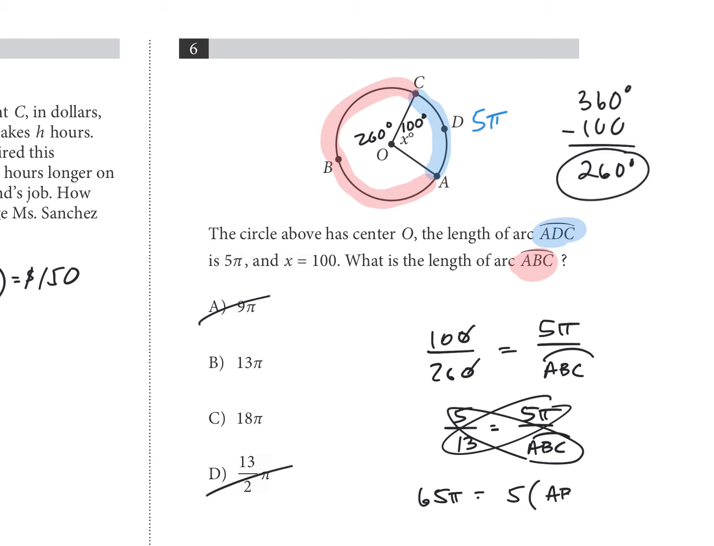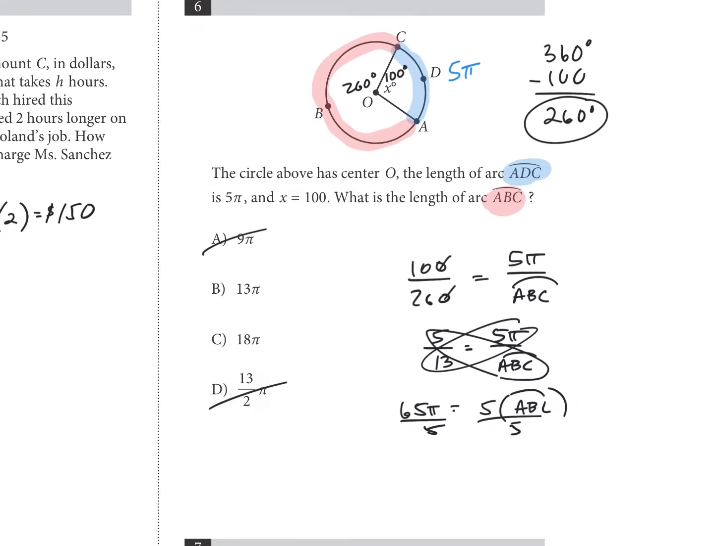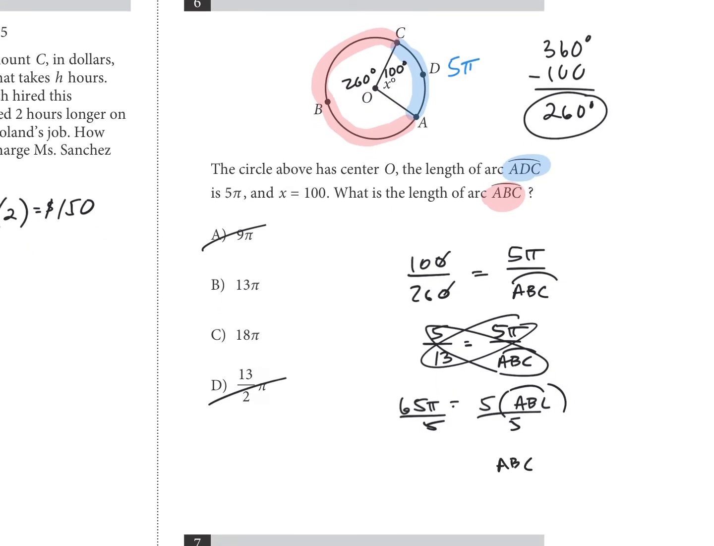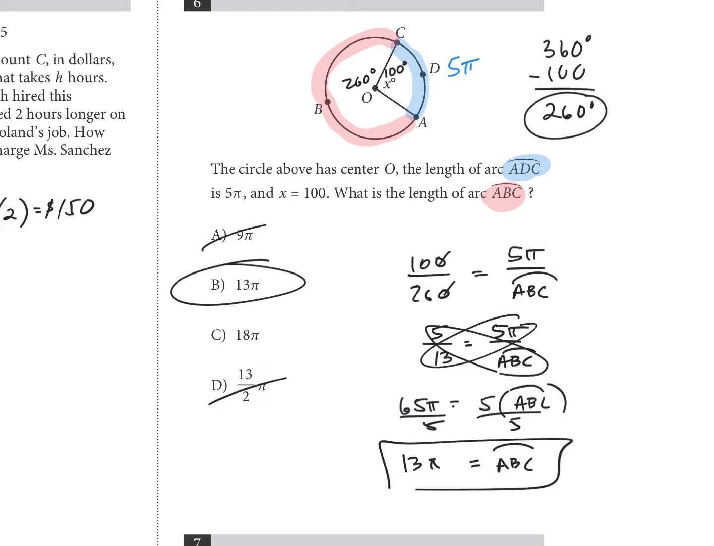So I'm going to divide by 5, and I got arc ABC equals 13 pi. So 65 divided by 5 is 13, so it works out. You could have probably done a little bit of work earlier, dividing both of these by 5 to get to that point. But either way, you get 13 pi, so arc ABC is going to be B.